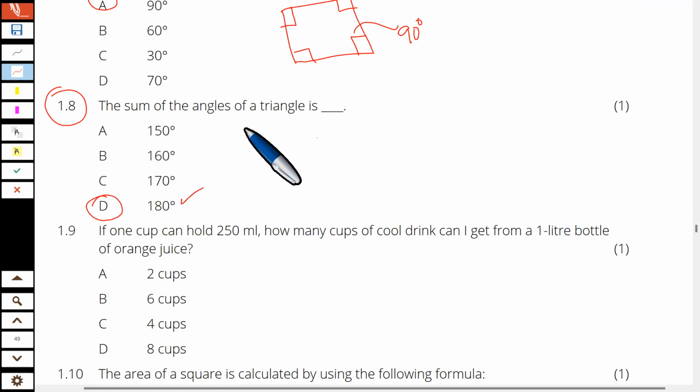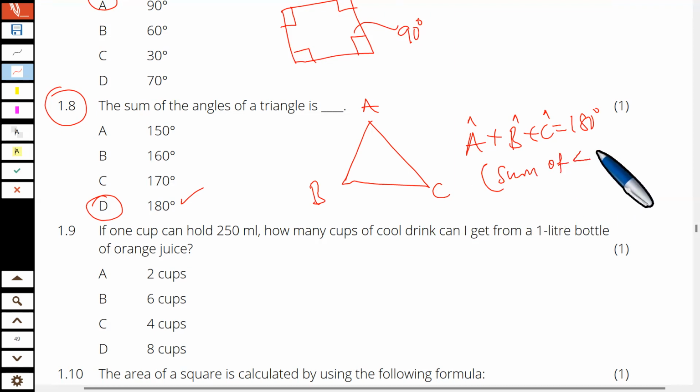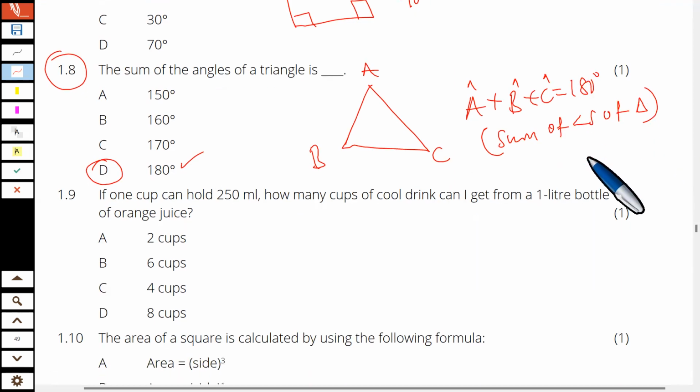So for the sum of the angles of a triangle, if you add all of them up, this one is angle A, this is B, and this is C. Angle A plus angle B plus angle C gives you 180 degrees. The reason is that it is a law that the sum of the angles of a triangle is 180 degrees. Next question, 1.9.